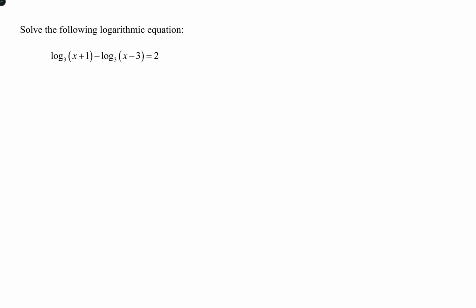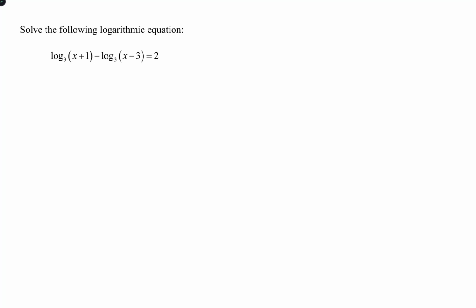Solve the following logarithmic equation. Log base 3 of (x plus 1) minus log base 3 of (x minus 3) equals 2. So we have logarithmic expressions here where the argument of the logarithm is a variable.